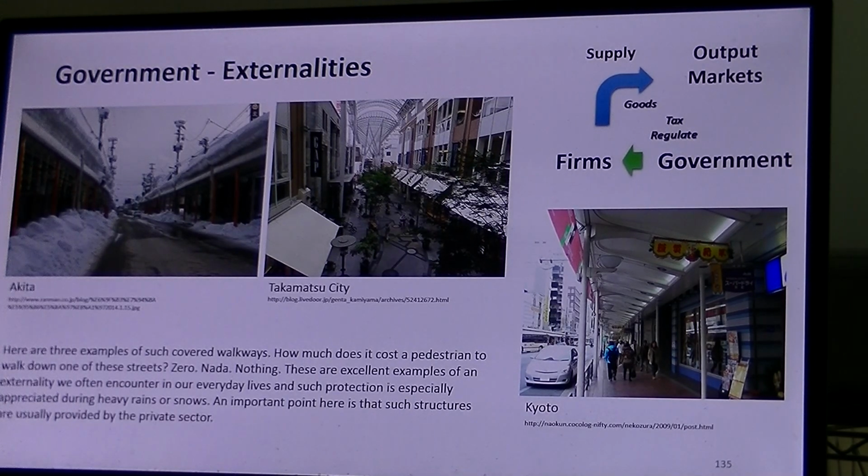You don't have to pay for that, and you get a benefit. If you're a pedestrian walking down the street, you pay nothing for it, but you get a benefit. So that's an externality. And if it's a heavy rain or snow, you definitely appreciate having that.